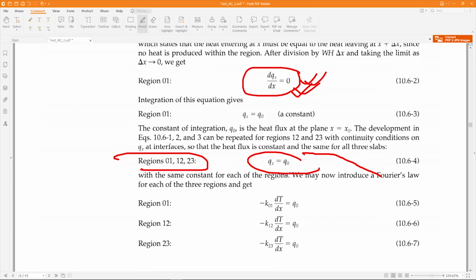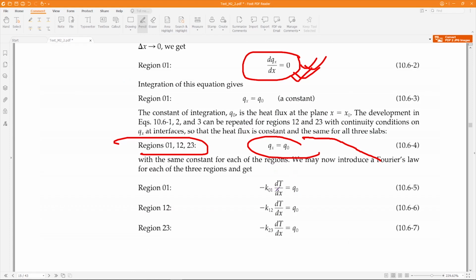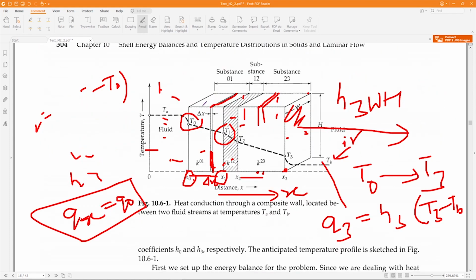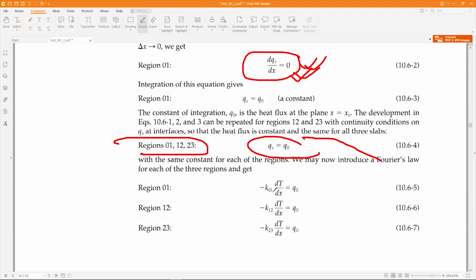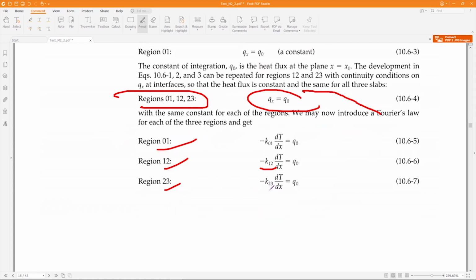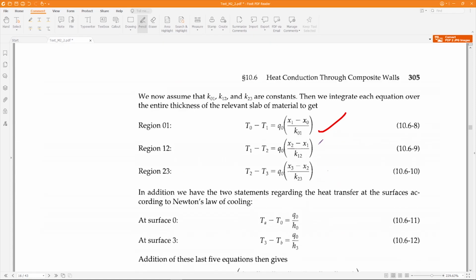But in Fourier's law, k was the thermal conductivity of this substance one, right? So it was denoted as k01, k12, and k23. So instead of k, you have to replace it with k01 for region 01, or you can simply write K1, doesn't matter. Region 2, you can write K2. Region 3, you can write K3. So if you do this, you will get these three.